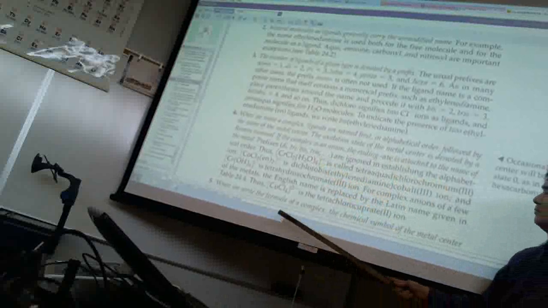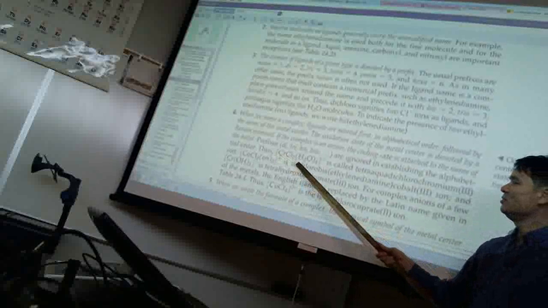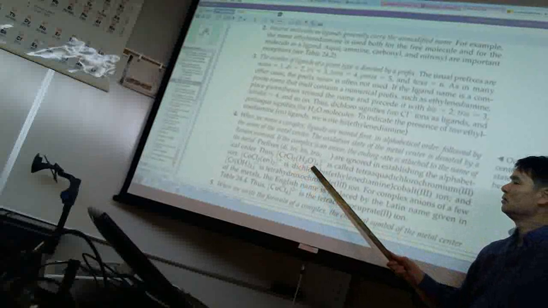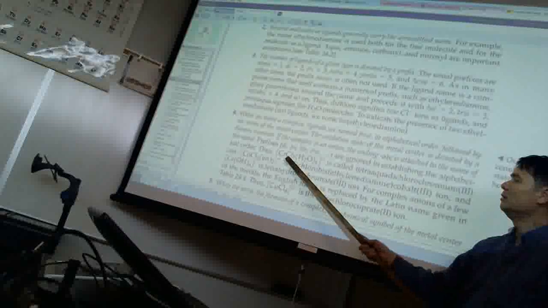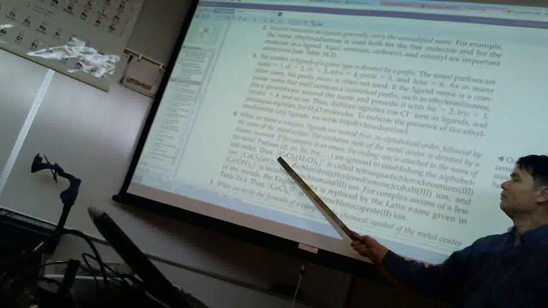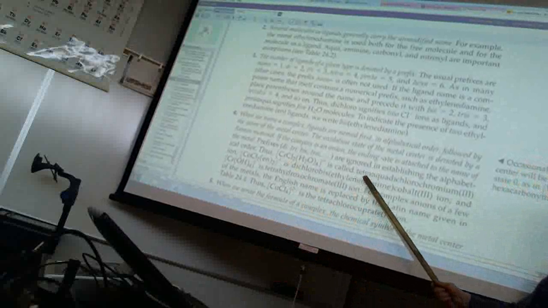So we'll take a look at some more of these here. Look at this one. How would we name this? It's CrCl2(H2O)4. Tetraaqua dichloro chromium, Roman numeral 3. And so that's what we have here. Tetra, note the double vowel. Tetraaquadichlorochromium, no space, Roman numeral 3.